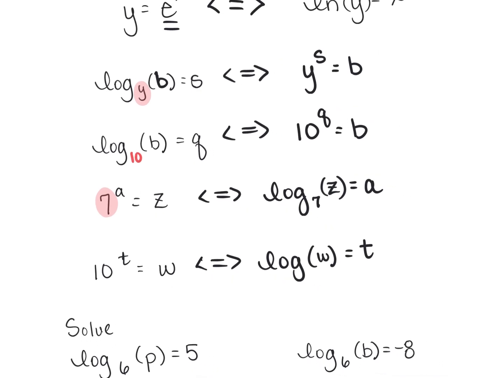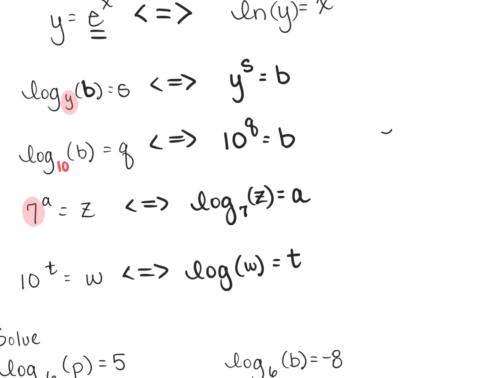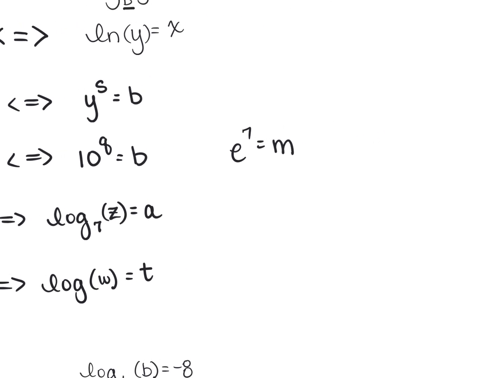Now, one that I had not written that I'm going to go back and do is if you have e to the 7th is equal to m. All right, if we change that, we're not going to use a log, we're going to use an ln. And the reason I do that is because of the base of e. That automatically puts me into ln, which stands for natural logarithm. We'll talk more about these in just a little bit.